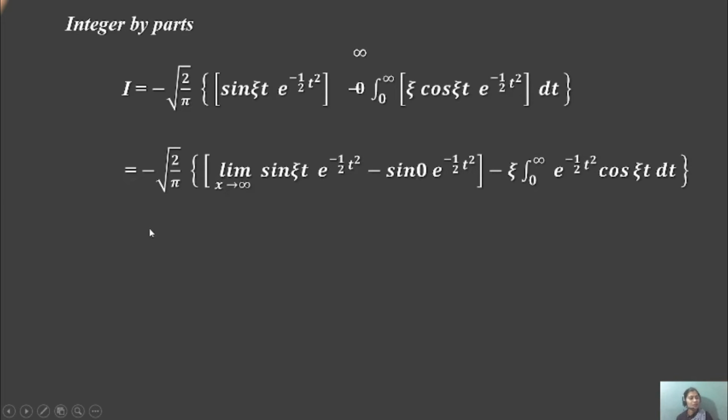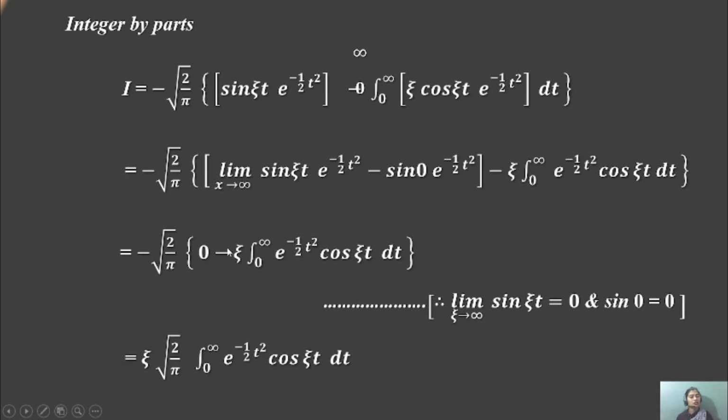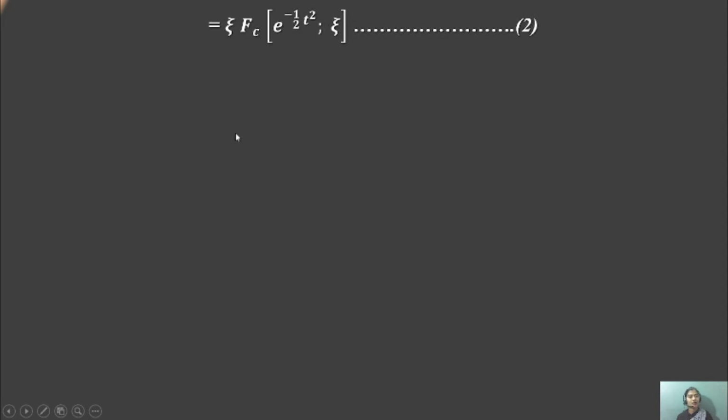This cancels, and only the term minus square root of 2 by pi times 0 is generated, so the constant term vanishes. Then the minus sign with xi is generated: minus minus plus xi square root of 2 by pi integration 0 to infinity e to the power minus 1 by 2 t square cos xi t dt. After that, this value is F_c, generated for the second equation.